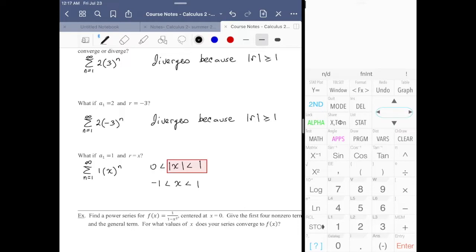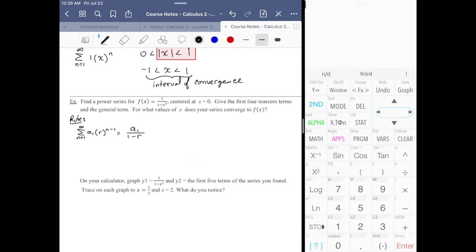And this isn't a case like what we were doing on the previous page where we'd have to test the endpoints, because if I plug in a negative 1 or a positive 1, it's not going to be a geometric series. It's just going to be constant. And those constant values are arithmetic in nature. The only constant series that converges is 0. So this would be our interval of convergence.